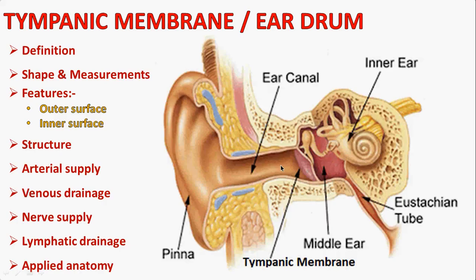Now we will see the tympanic membrane or the eardrum. About the tympanic membrane, we will see what the tympanic membrane is, shape, measurement, features, outer surface and inner surface, structure, blood supply, nerve supply, lymphatic drainage and the applied anatomy.